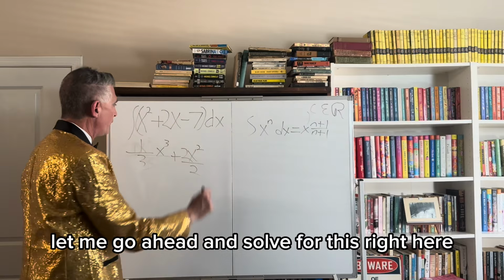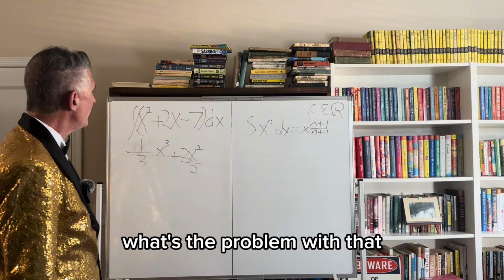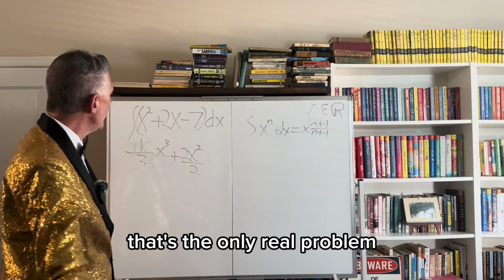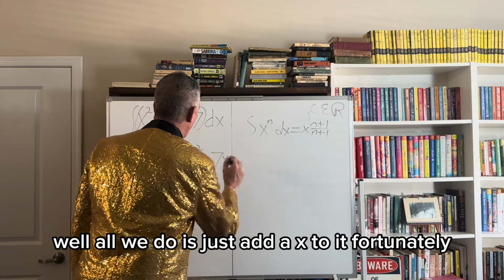Let me go ahead and solve for this right here. Well, we've got a 7 being subtracted from all of this. What's the problem with that? Well, it doesn't have an x. That's the only real problem. So what do we do in that case? Well, all we do is just add an x to it, fortunately.